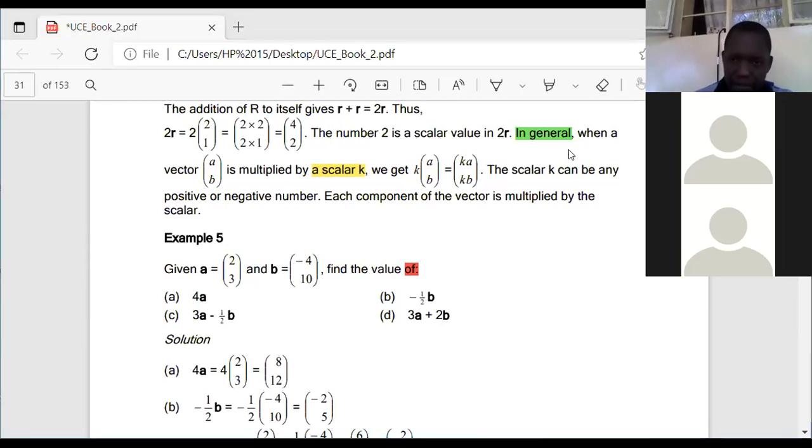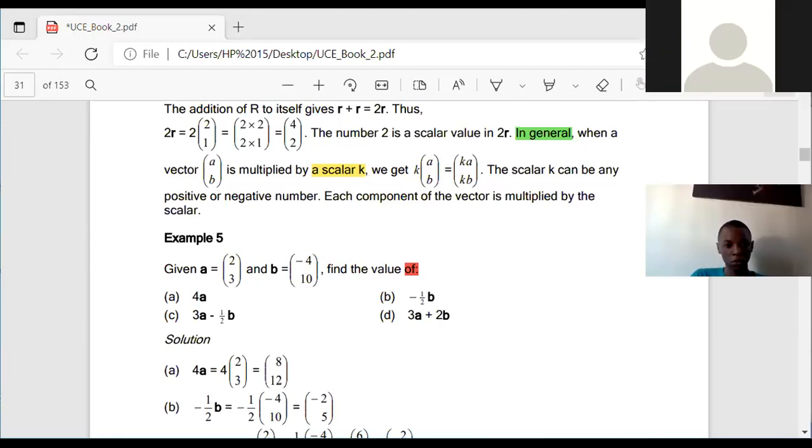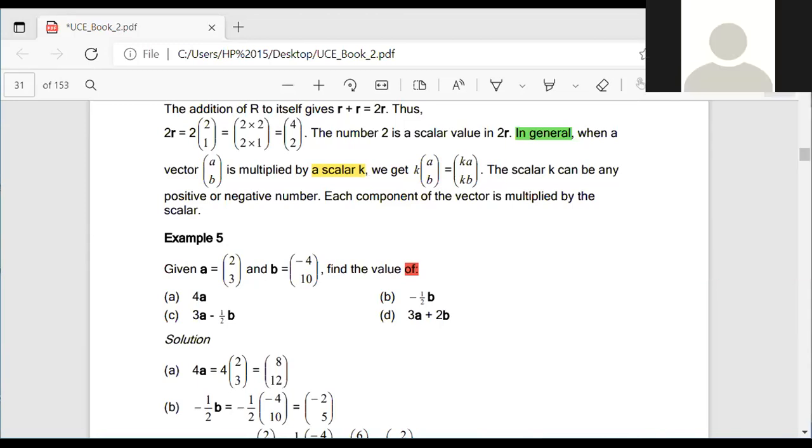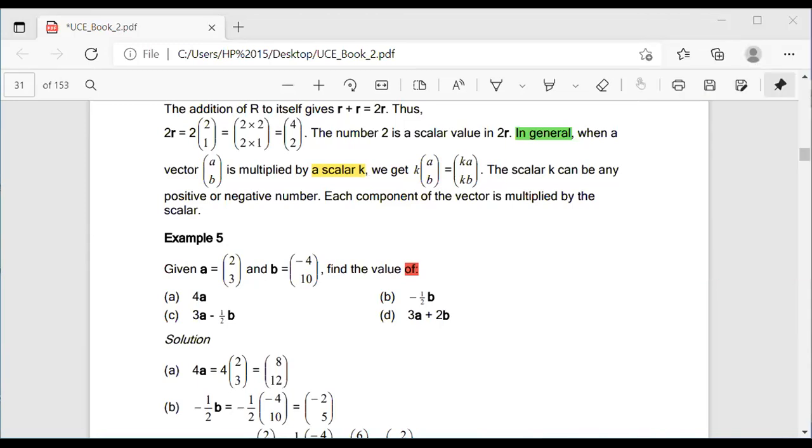Okay. If you can't share, I'm going to be calling people one by one, and then I'll be asking what's the answer. Okay. Yes. Right.